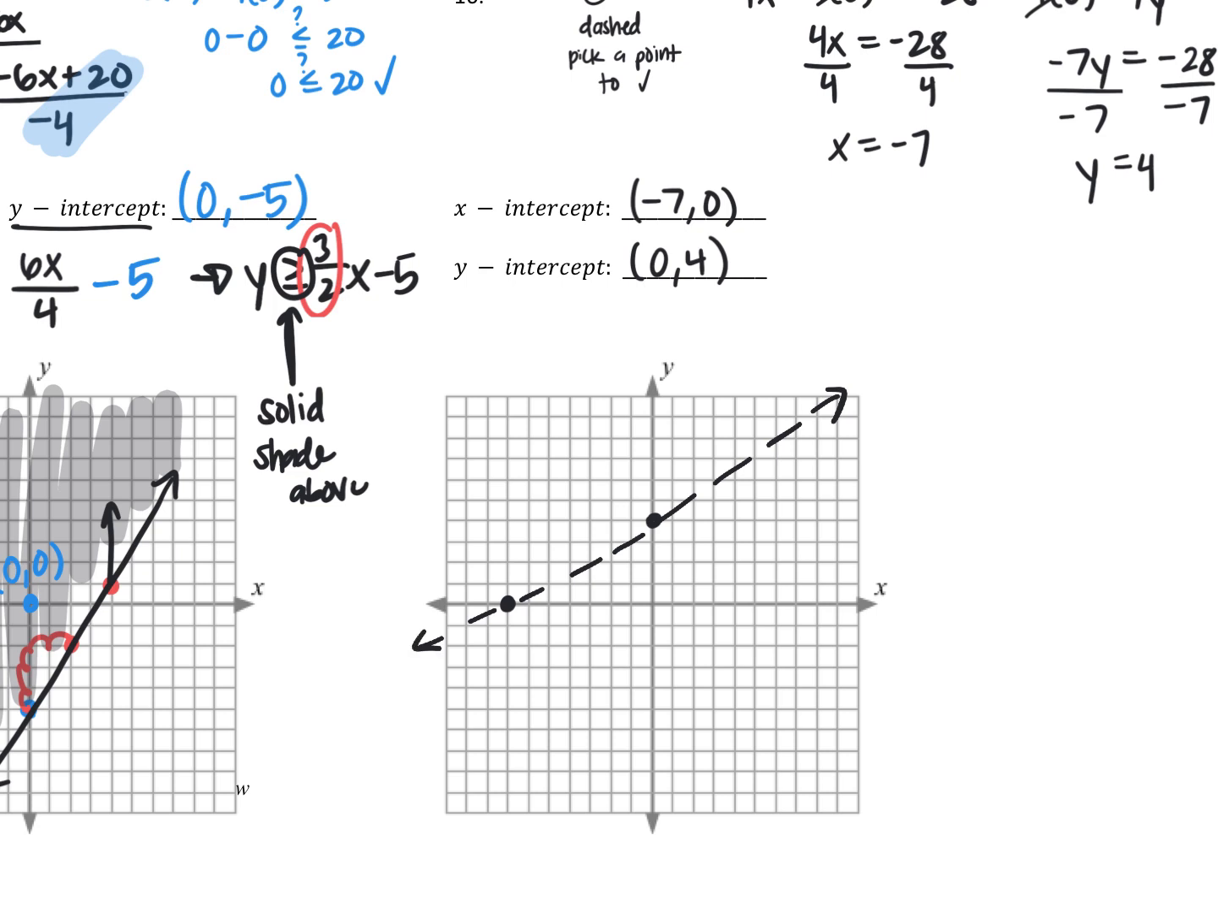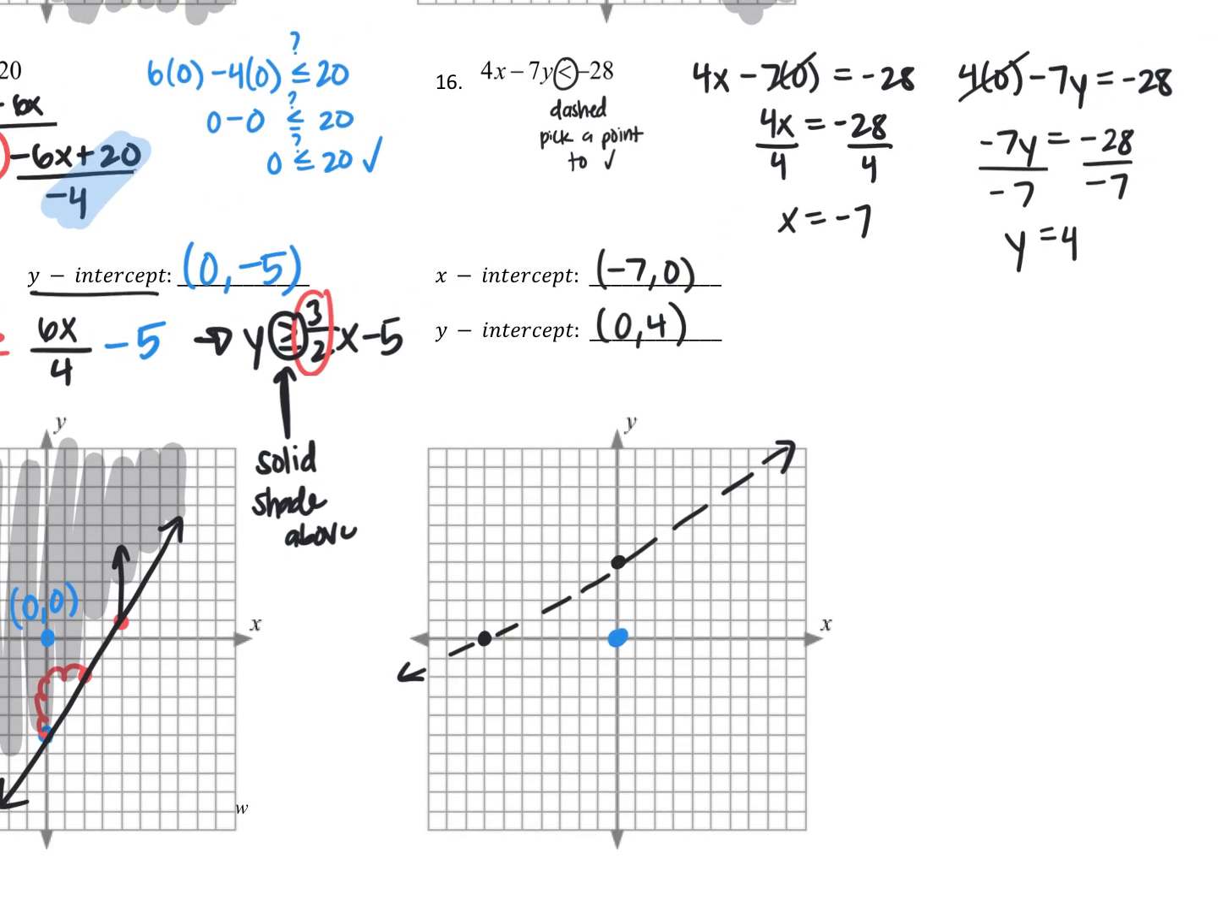And then the easiest point to check is going to be 0, 0. If 0, 0 is true in this inequality, we're going to shade on that side. If not, we will shade on the other side. So I'm going to plug it in. 4 times 0 minus 7 times 0, is that less than -28?